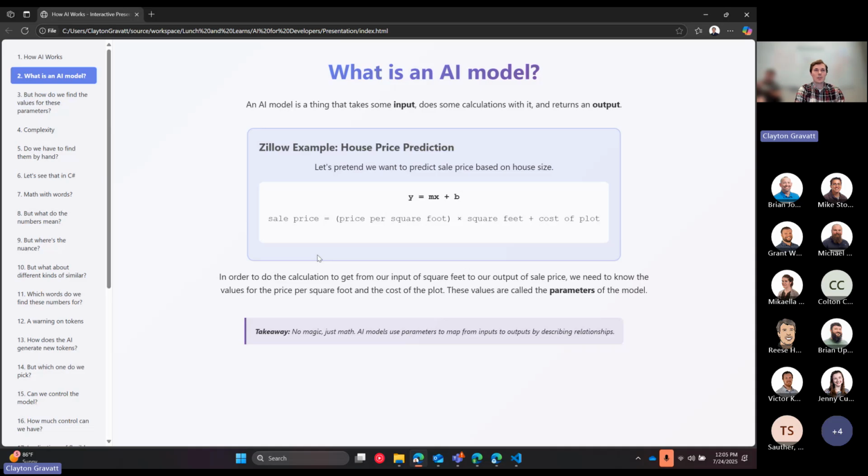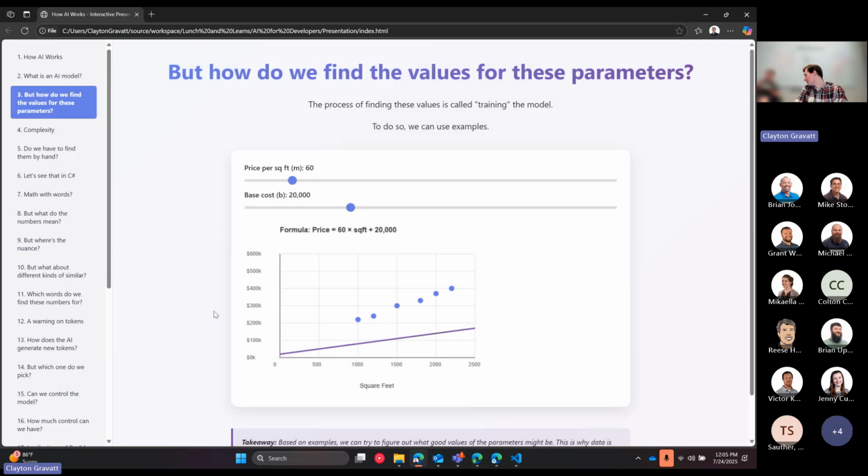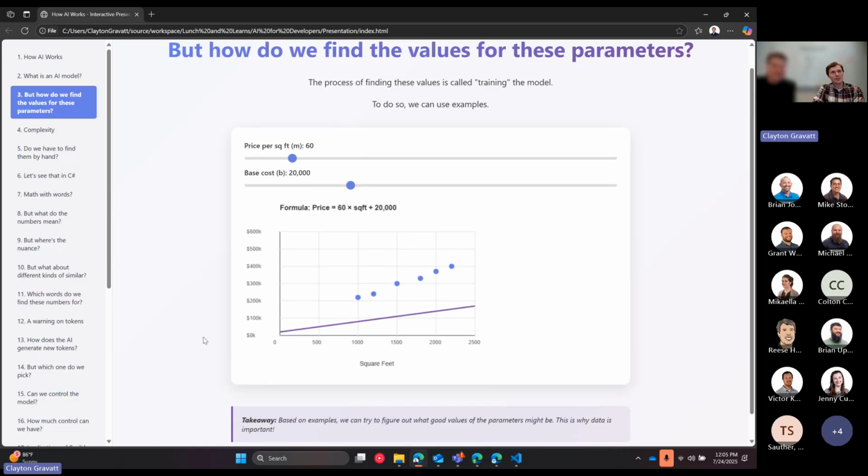And those values, these other things that aren't our inputs and our outputs, these are called the parameters of our model. So the takeaway here is that there's no magic, it's just math. The AI models use these parameters to help map from inputs to outputs by describing the relationships between that input and that output. So how do we find these parameters? I think Mitch or Kyan, you can help me out here. So the process of finding these parameters, the values for these parameters, is called training our model.